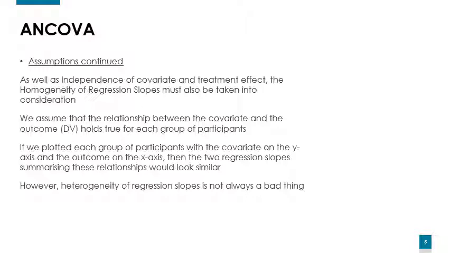So what we're assuming is that the relationship between the covariate and the outcome is true for each group of participants. And if we were to plot each group of participants separately with the covariate on the y-axis and the outcome on the x-axis, then the two slopes, the two best fit regression lines, should look pretty similar. However, if there is a bit of difference in the regression slopes, this is not always a bad thing, and we're going to revisit this in our next session on multi-level or mixed effects modelling.